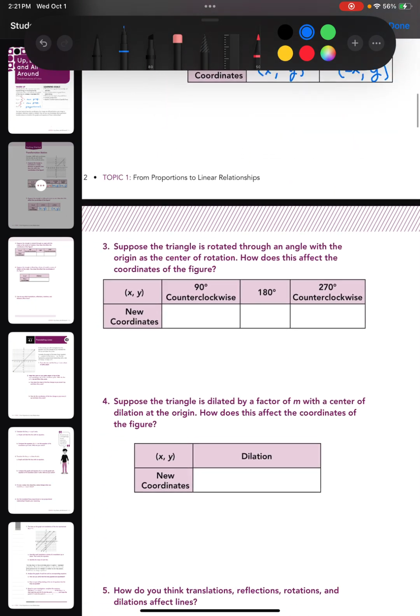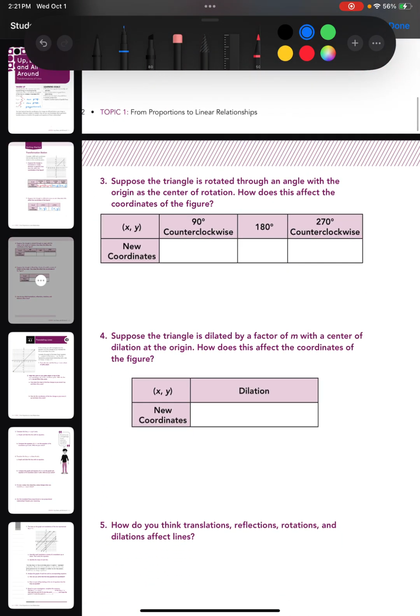Okay, continuing with that, on to number 3 on the next page. Suppose that triangle is rotated through an angle with the origin as the center of rotation. Our rotation rules from about 2 units ago, our 90-degree counterclockwise rotation rule was (-y, x) for our point. 180 was we just changed the sign of x and y, and 270 degrees counterclockwise was (y, -x).